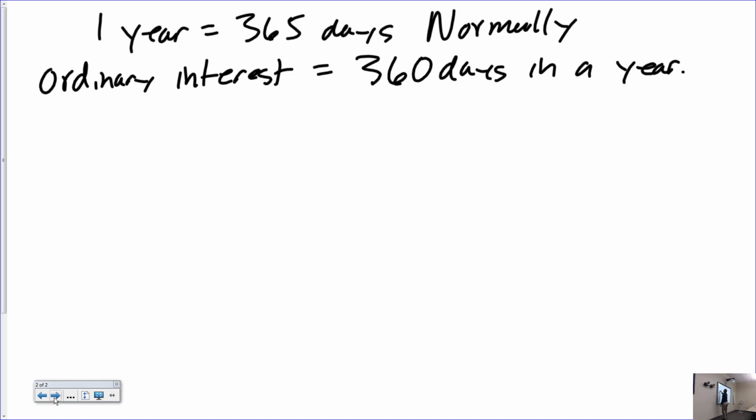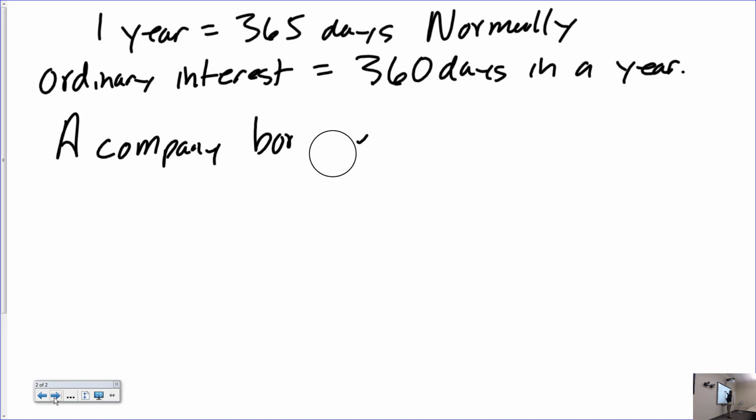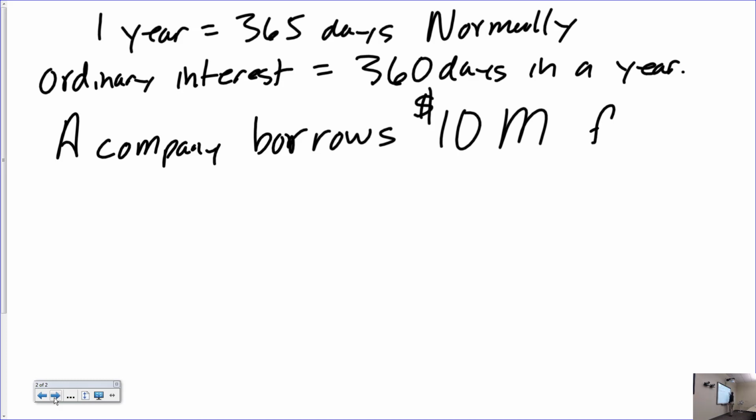So let's suppose that a company borrows. There's only 2 R's in borrows. Let's suppose they borrow $10 million for 90 days. And folks, this actually happened.